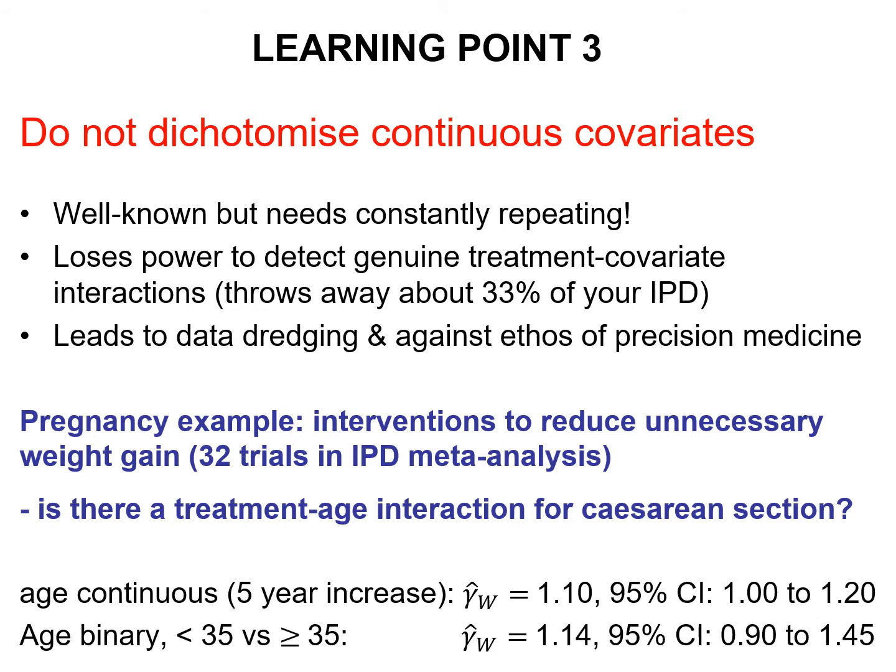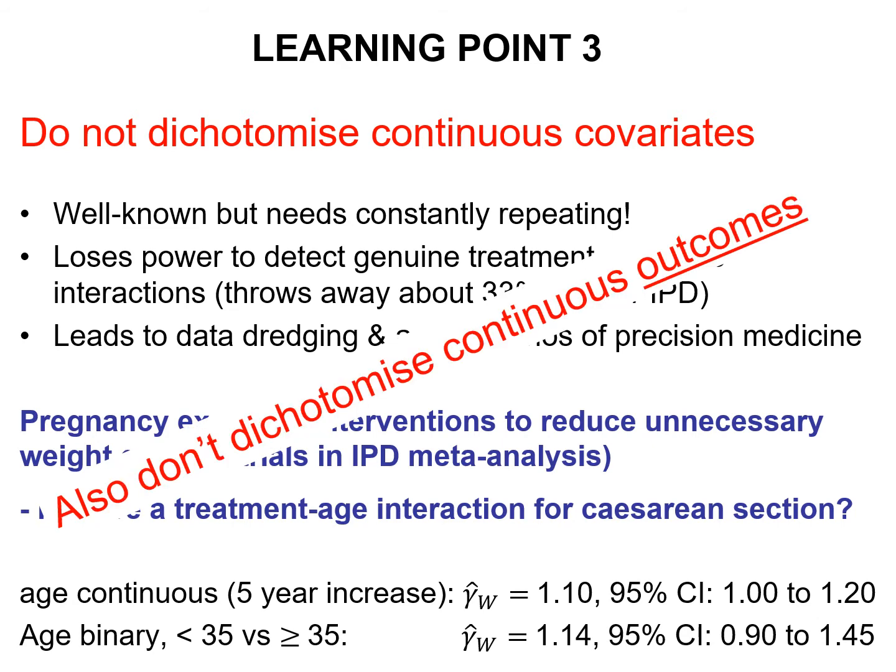This is an example looking at interventions to reduce unnecessary weight gain in pregnancy. And we had 32 trials to do an IPD meta-analysis. And we looked to see if there's an interaction between treatment and age. If we analyze age as a binary covariate, we get an interaction of 1.14, quite a wide confidence interval, no clear evidence again. But looking at age on a linear trend, then we see that there does seem to be much stronger evidence of a relationship between age and the effect of interventions to reduce unnecessary weight gain. So again, you could potentially miss something that's important if you start dichotomizing your continuous variable.